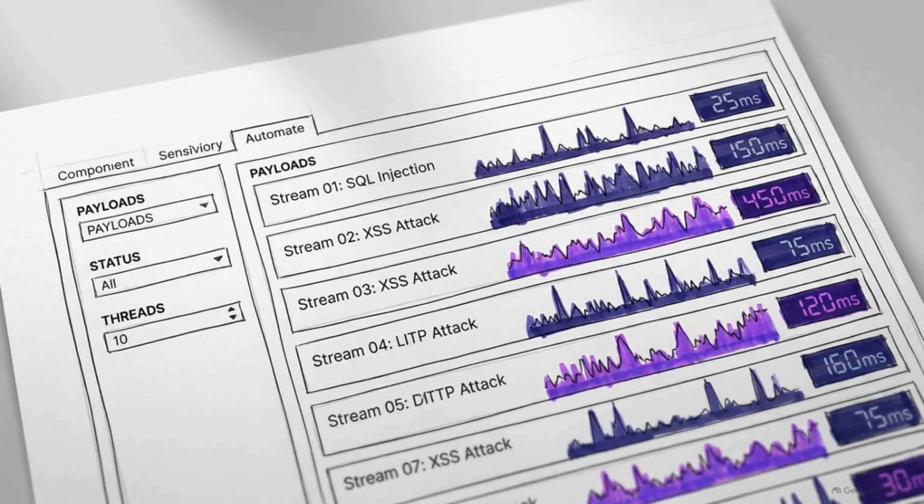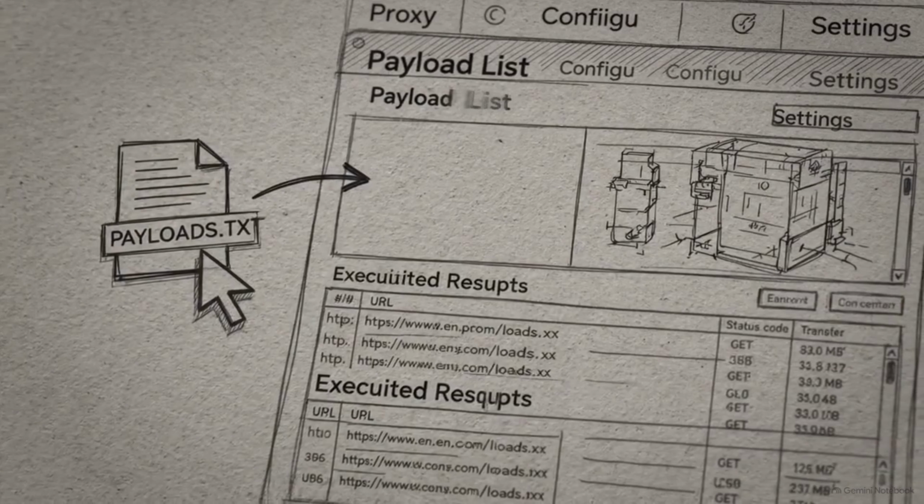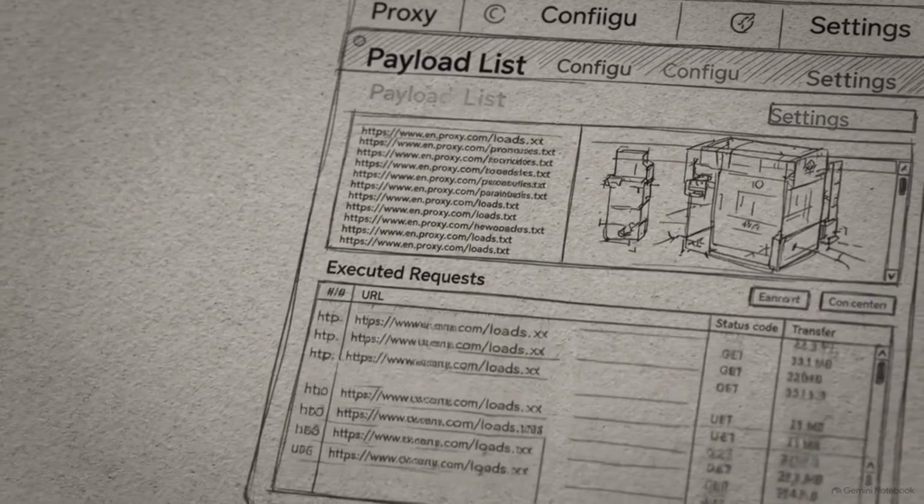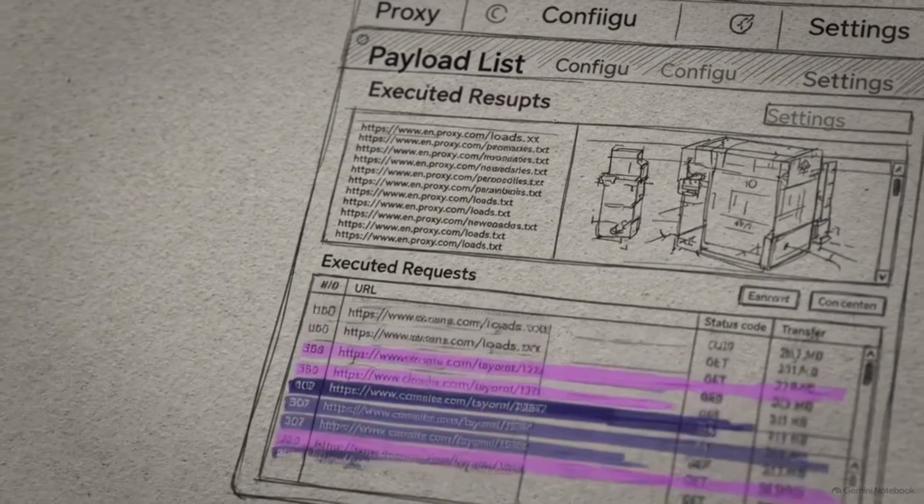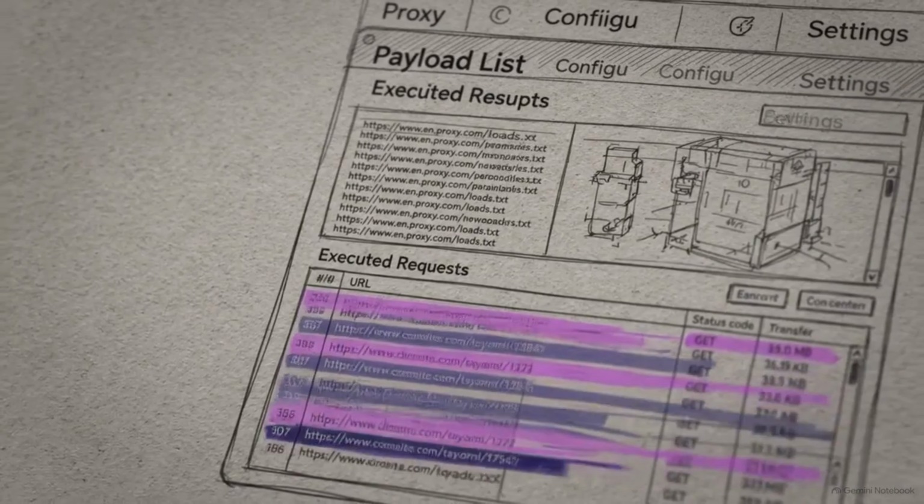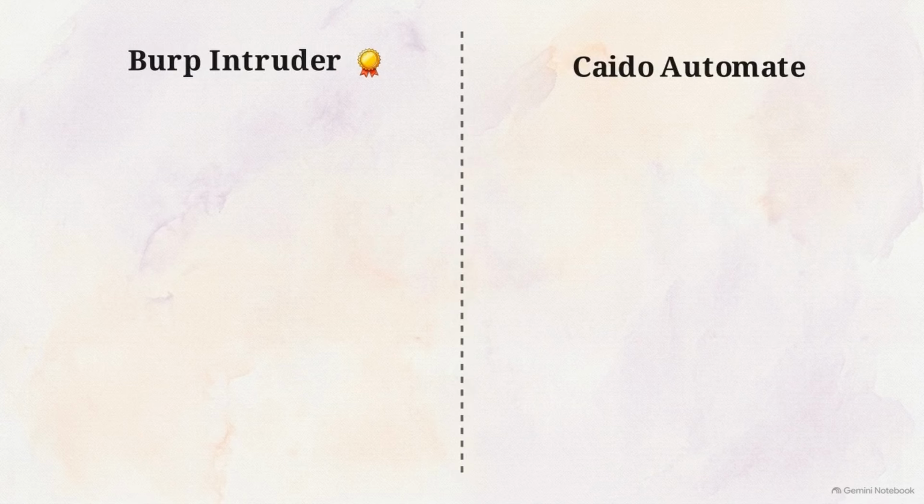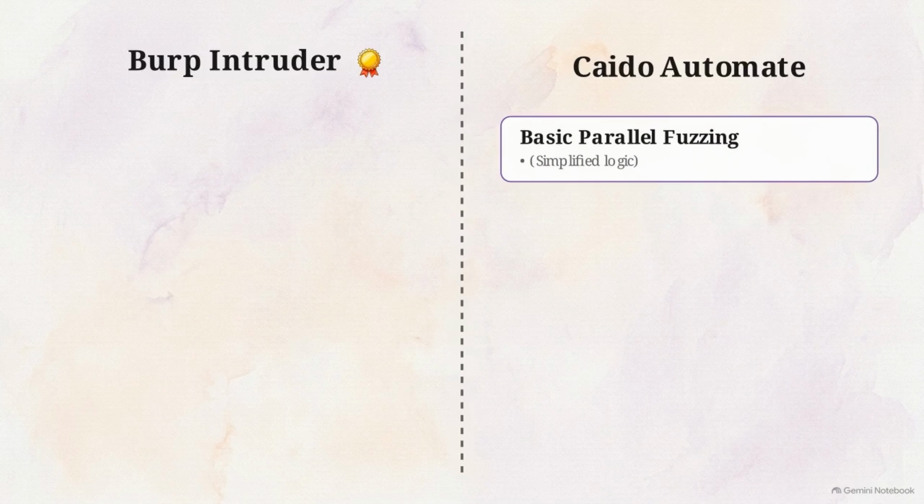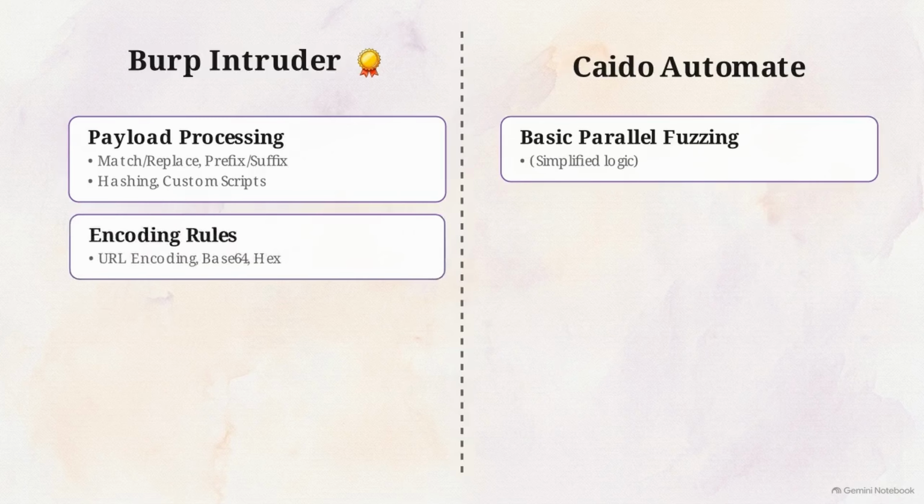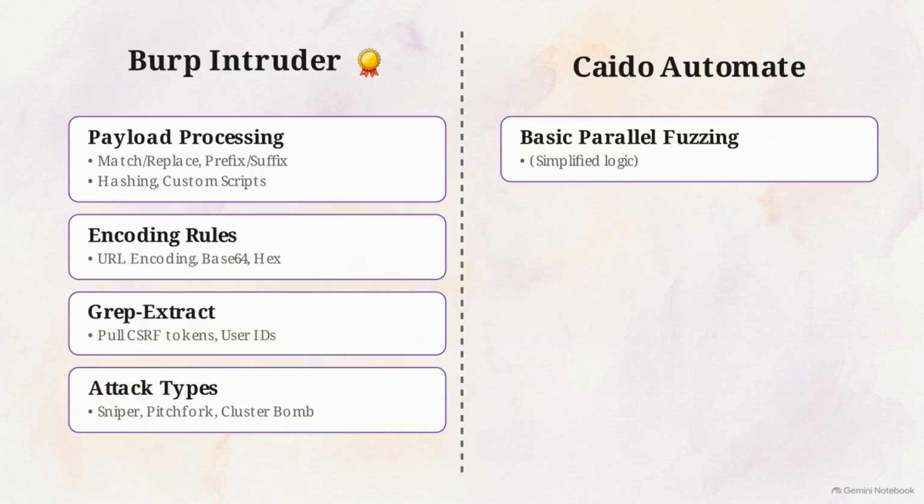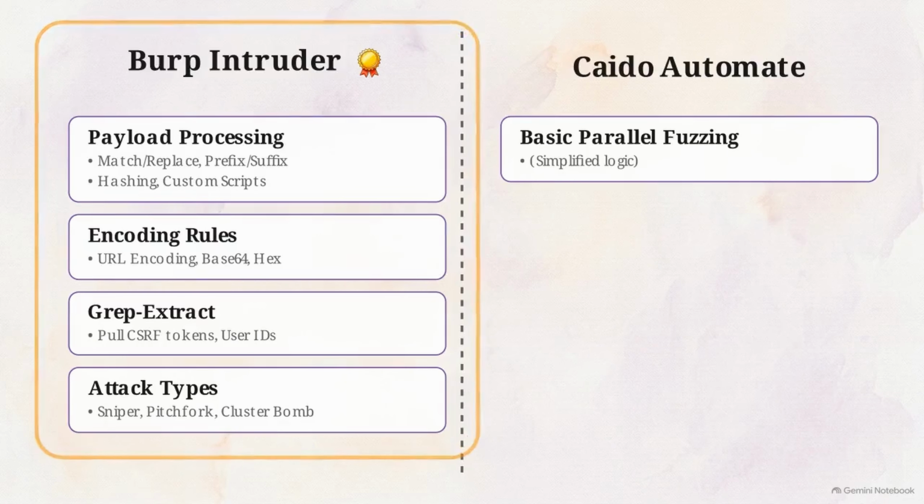Caido counters this with its Automate tool, focusing on parallel attack strategies directly inside the proxy. You can drag and drop inline word lists and rapidly fuzz multiple parameters at once, completely unthrottled on the free version of the software. However, Caido's fuzzer is currently fairly basic. It lacks the hyper-granular payload processing options, encoding rules, and extraction features that make Burp Pro so formidable.